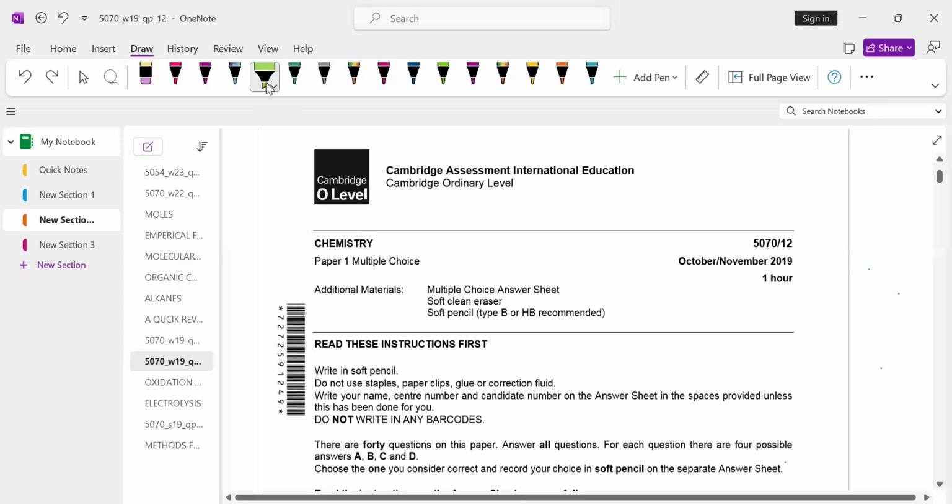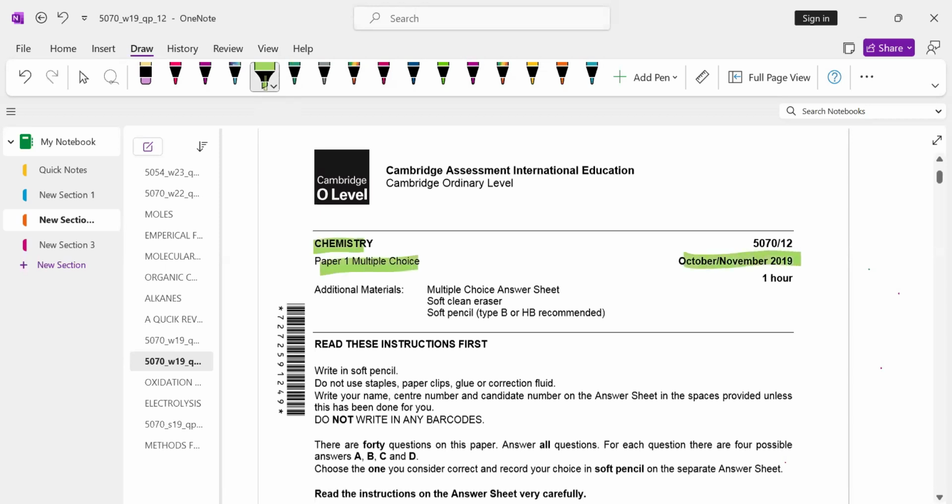Assalamualaikum everyone. In this video, we'll be discussing O-Levels Chemistry, Paper 1 of October-November 2019, Variant 1-2. This paper is of 1 hour. The code for O-Levels Chemistry is 5070. This paper contains 40 MCQs, and there are 4 possible answers for each MCQ. You have to choose the correct one and record your answer using a soft pencil in a separate answer sheet.